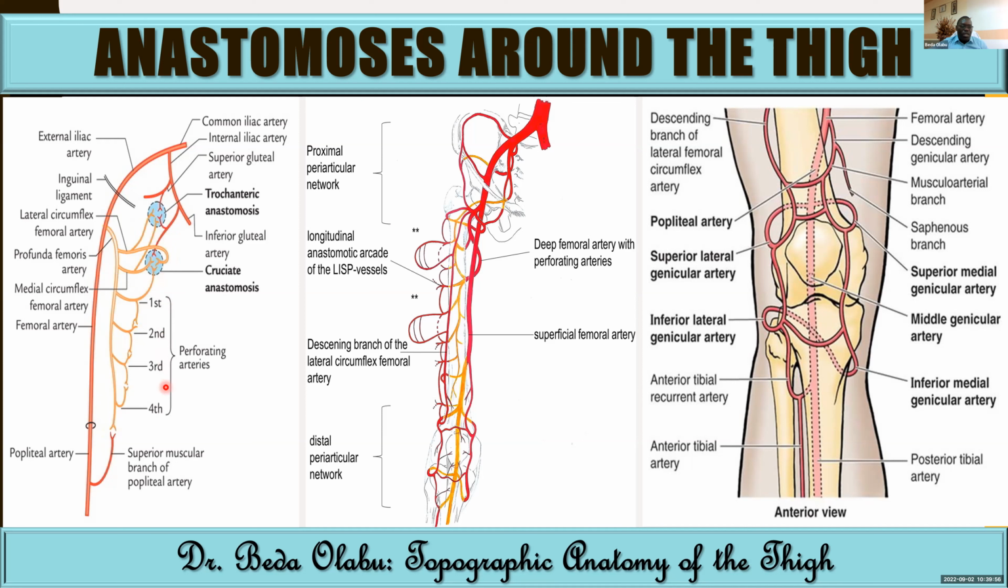Then we have what we call the longitudinal anastomosis located at the back of the thigh, formed by the perforating arteries. First to fourth perforating arteries contribute to that anastomosis. However, we may also have an anastomotic branch from the popliteal artery also joining that anastomosis.